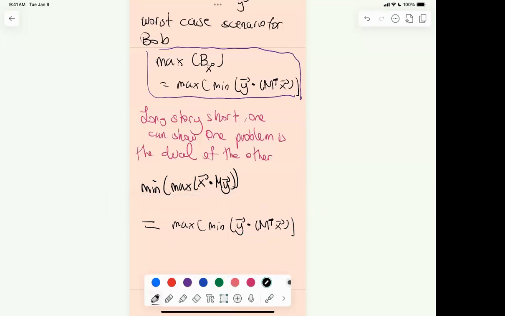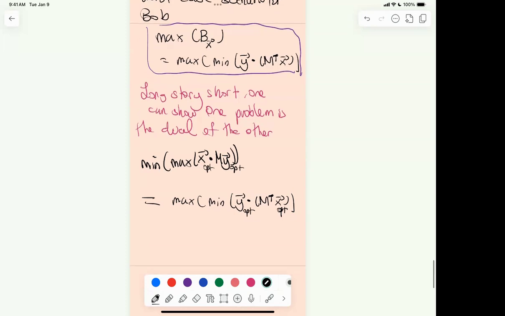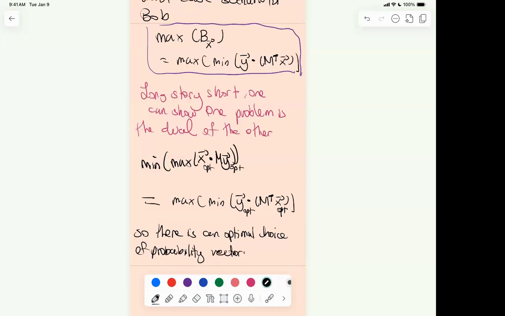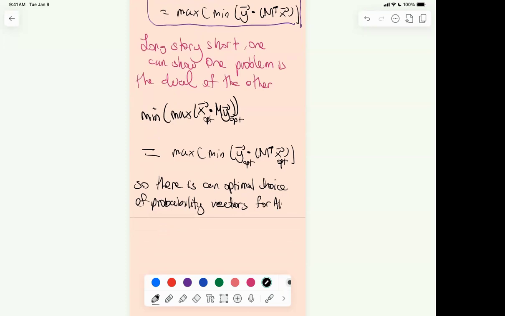Let me put here opt for optimal. There's an optimal choice of probability vectors for both Alice and Bob, and for those optimal choices, the worst case scenarios agree. So there's an optimal choice of probability vectors for Alice and Bob, and for these choices, the worst case payoffs are the same.